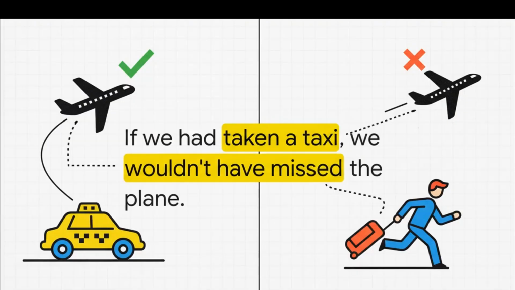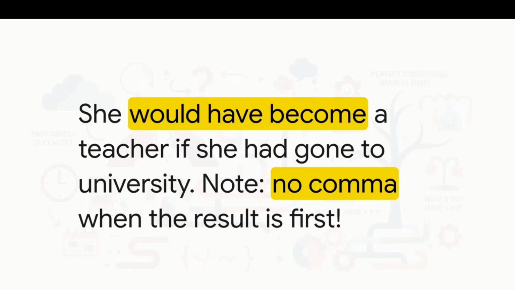Oh, you can just feel the frustration in this sentence, can't you? It's a classic case of regret. The reality is they didn't take a taxi, and so they did miss the plane. This sentence just pinpoints that one tiny decision that had a huge, really negative consequence. Now check this out. Here we flip the clauses around, putting the result first. And notice when we do that, we drop the comma. The meaning is exactly the same, which just goes to show you how flexible the structure is.